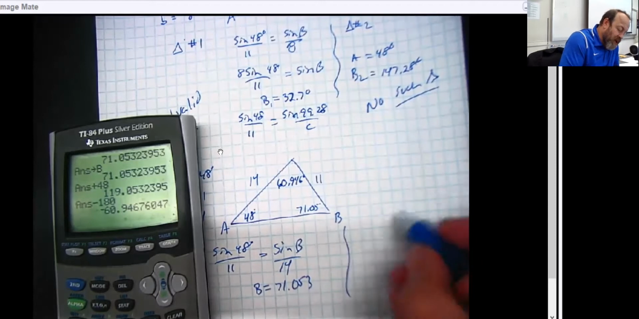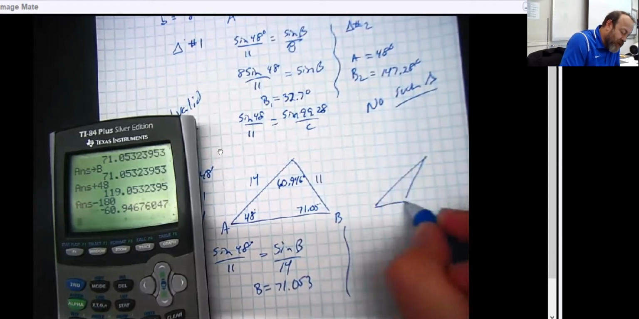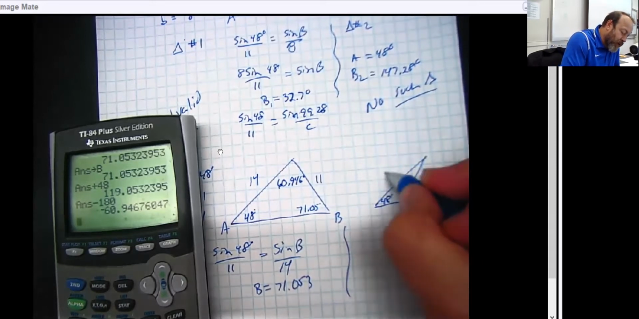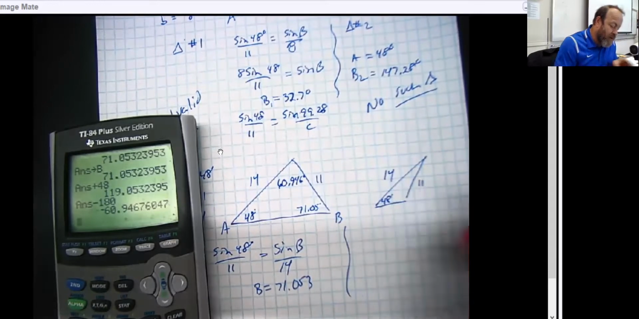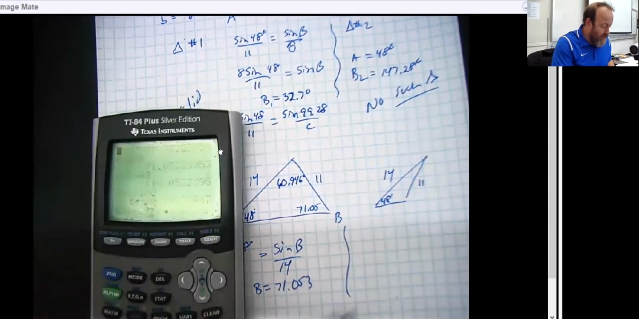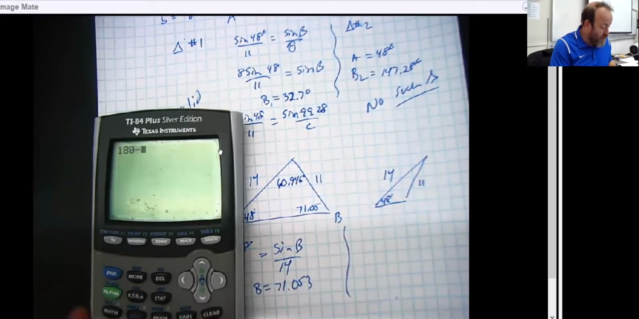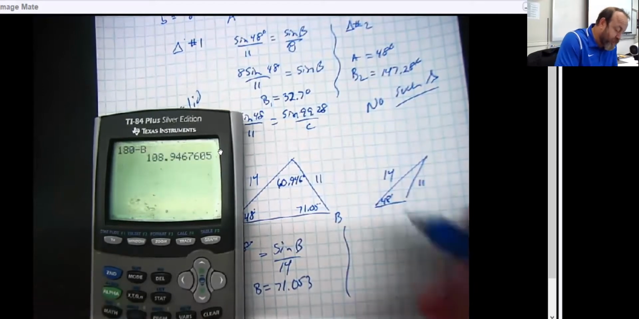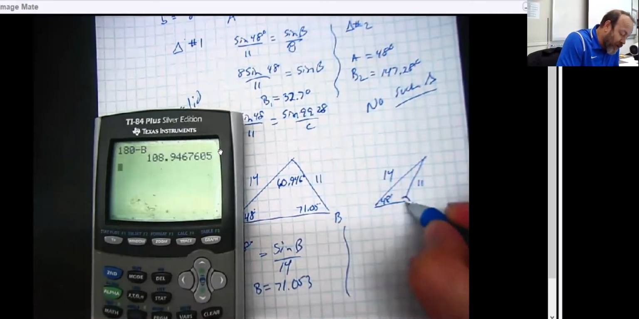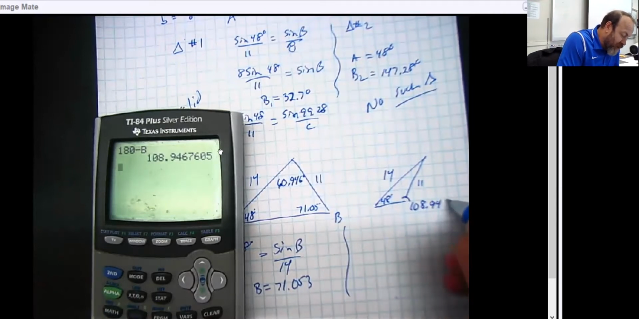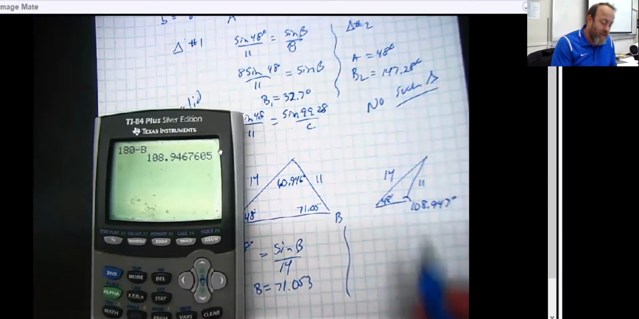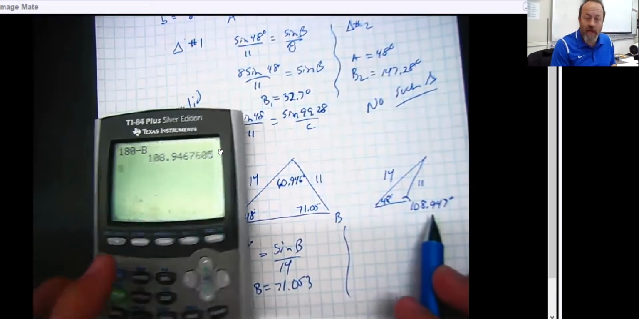But what if there was a second triangle that came in like this? The relationship that I went over with you, and why I stored that number, is I'm going to take 180 and subtract alpha B. I got that this angle right here would be 108.947 degrees. Well, there's absolutely nothing wrong with that angle being 108.947 degrees.